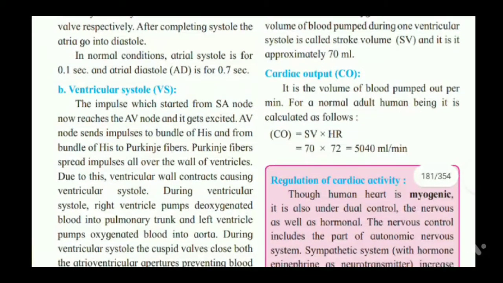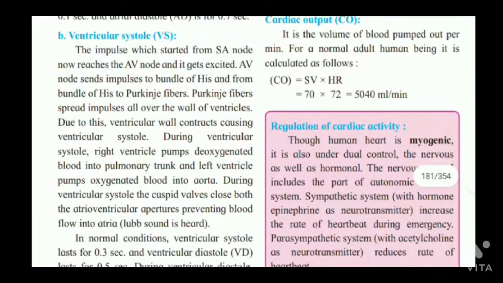Ventricular systole. The impulse which started from SA node now reaches the AV node and it gets excited. AV node sends impulse to bundle of His, from bundle of His to Purkinje fibers. Purkinje fibers spread impulses all over the wall of ventricles. Due to this, ventricular wall contracts, causing ventricular systole. During ventricular systole, right ventricle pumps deoxygenated blood into pulmonary trunk and left ventricle pumps oxygenated blood into aorta.